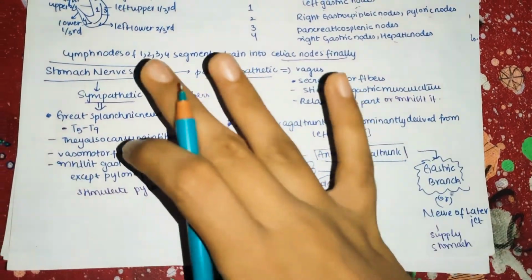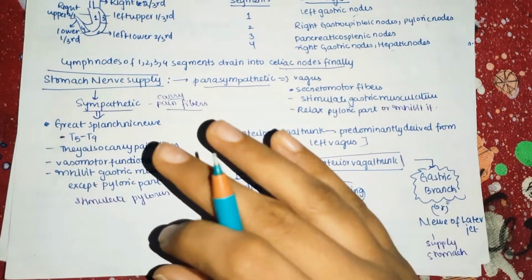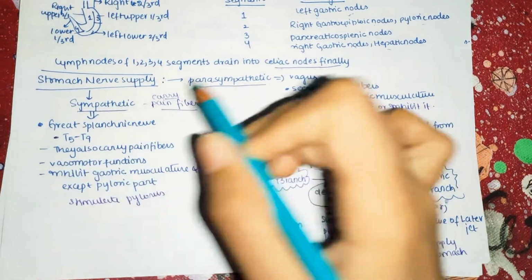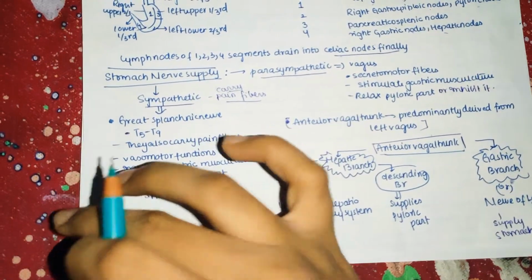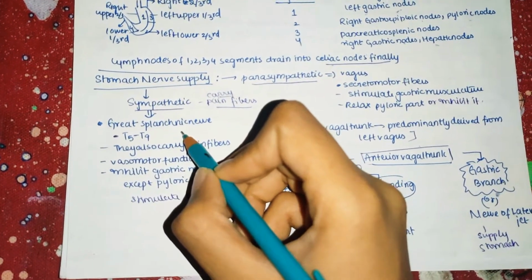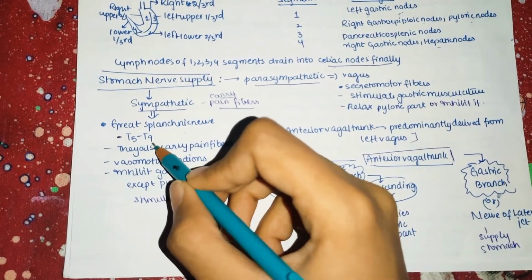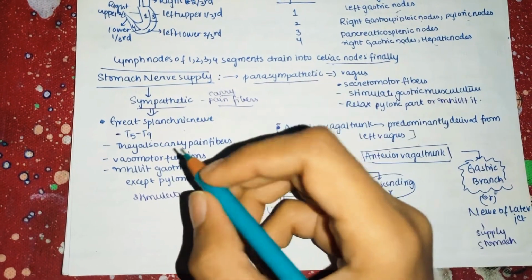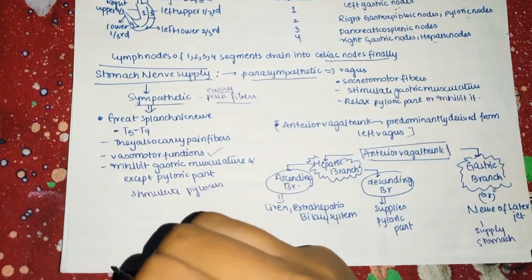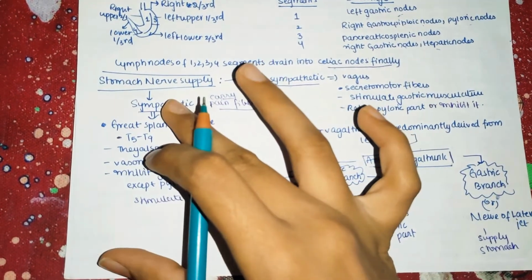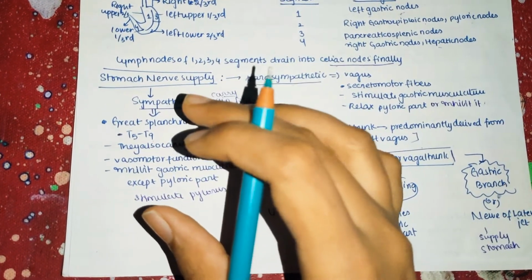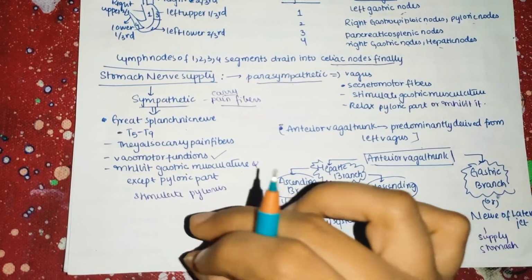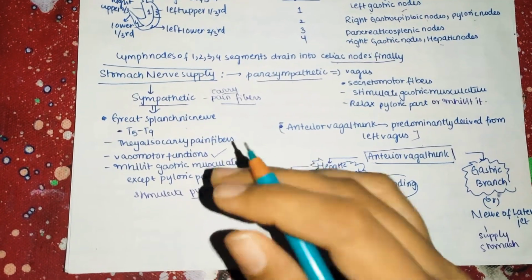Now coming to the nerve supply of the stomach. The stomach is of course supplied by both parasympathetic and sympathetic nerves, right? Sympathetic supply is mainly by the greater splanchnic nerve, root value T5 to T9, okay? They also carry some pain fibers, and their main function is vasomotor. They inhibit, because whenever you are in tension, you don't want to digest your food, right? So they inhibit the gastric musculature, except the pyloric part, which they stimulate.